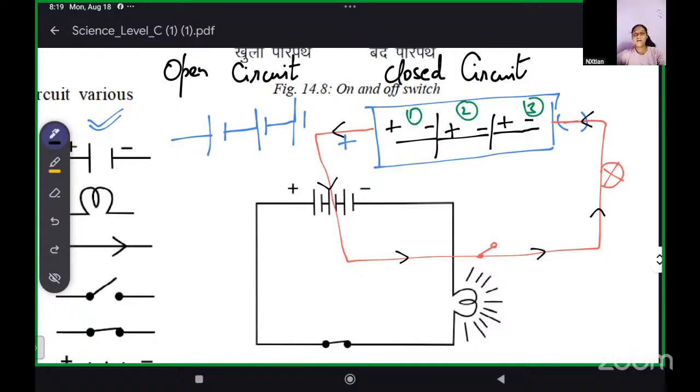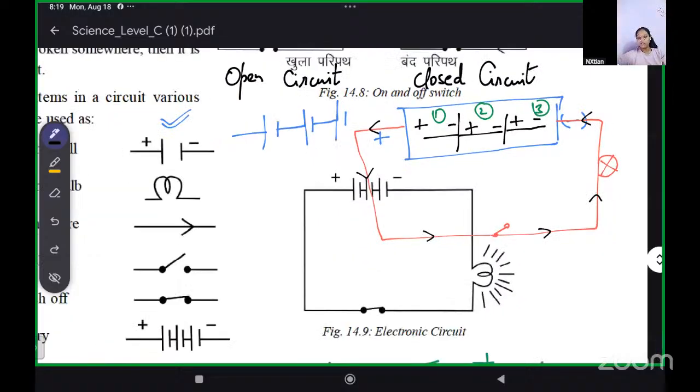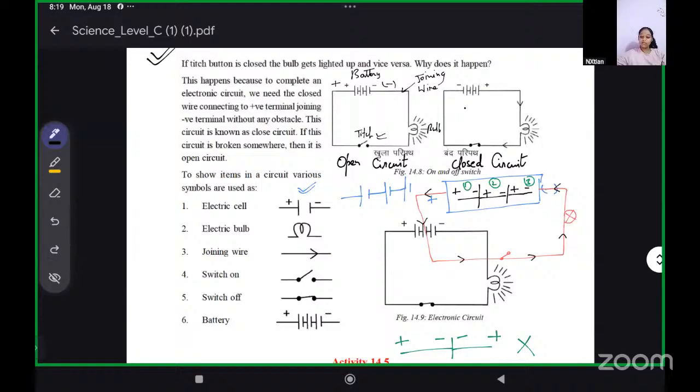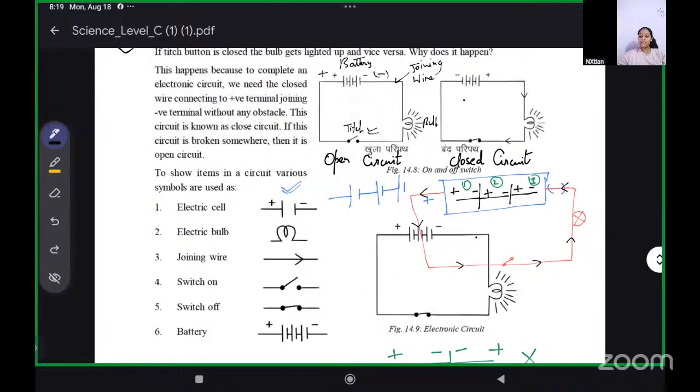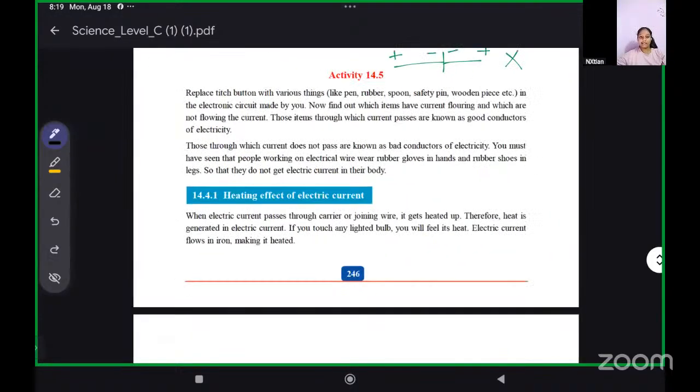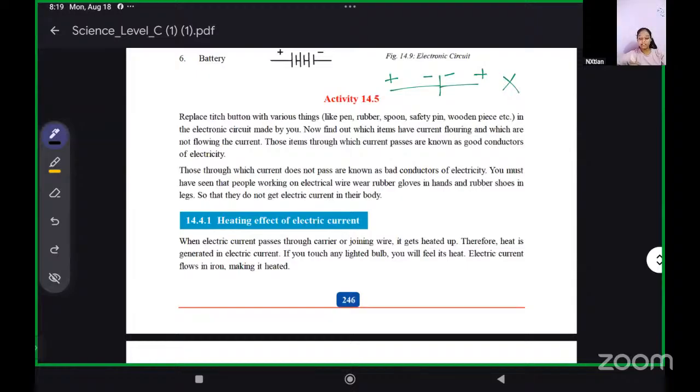Okay. Two minutes break for all of you, and then we'll start with it. We'll stop here. Tomorrow we will see all the symbols, and then the heating effect of electric current. Two minutes break, and then we'll start.